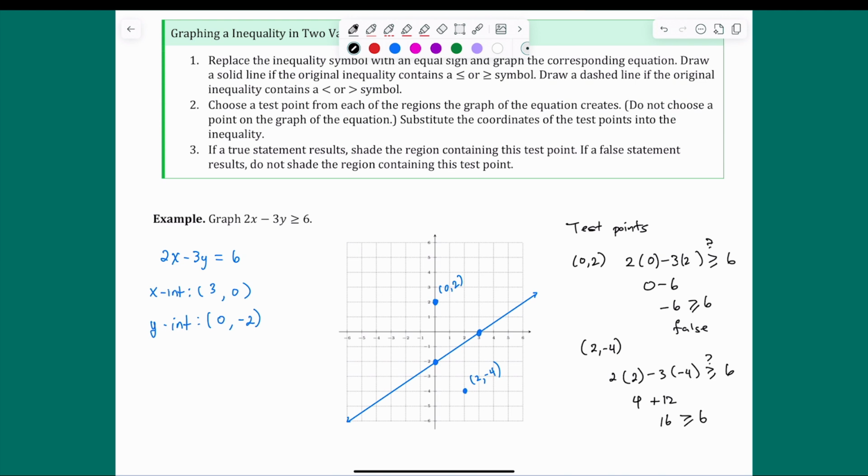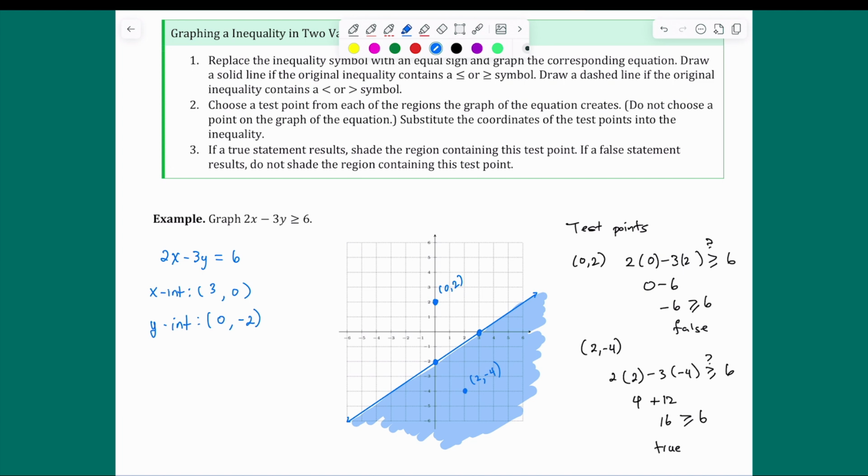And that is true. Okay, and so what we're going to do is shade the side where the point's at. And so we would shade the corresponding side here, because any point on this side would satisfy the inequality. Okay, and so that's the solution set.